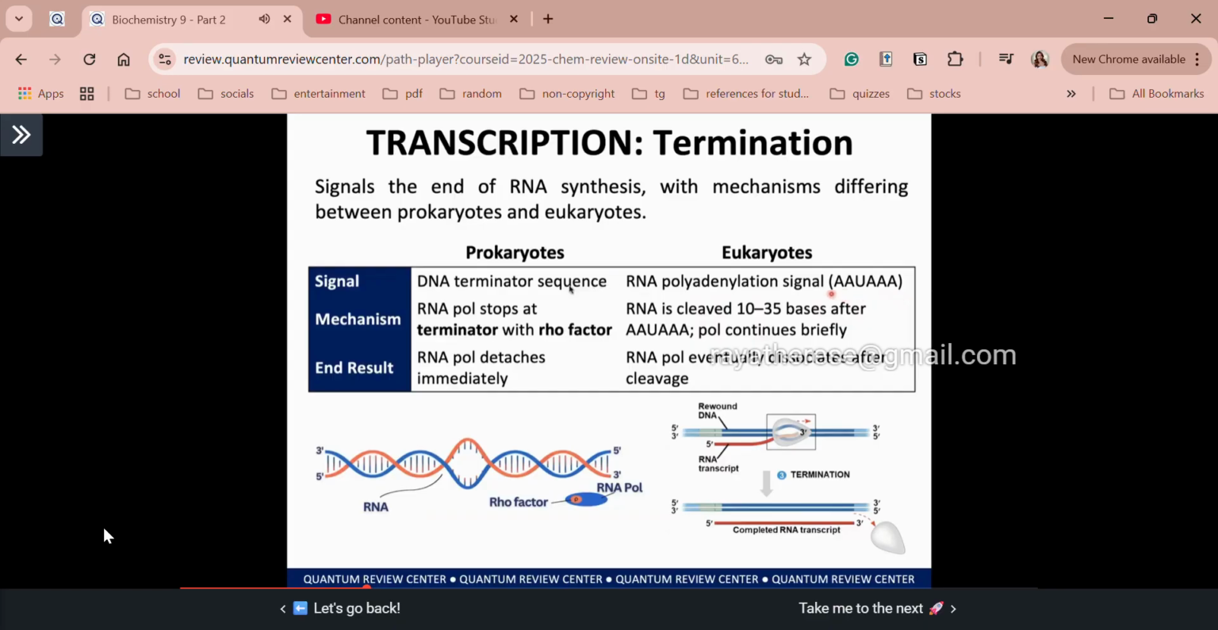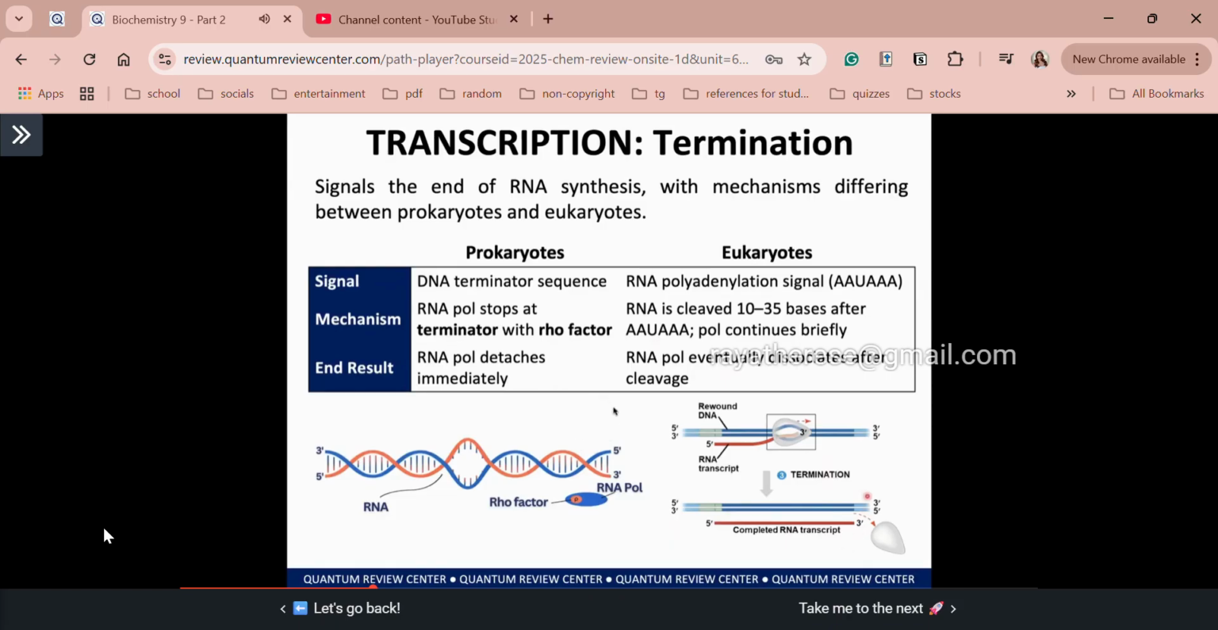So remember, diba, these bases are very weak because of its two hydrogen bonds. That's why that's very easy to cleave here in this site. So ang mechanism, of course, your RNA is cleaved 10 to 35 bases after your polyadenylation signal. And class here, hindi immediately mag-stop ang activity ng RNA pol. It will continue briefly before it eventually dissociates after cleavage. O diba? May buffer time pa siya before it completely dissociates in your DNA template strand.